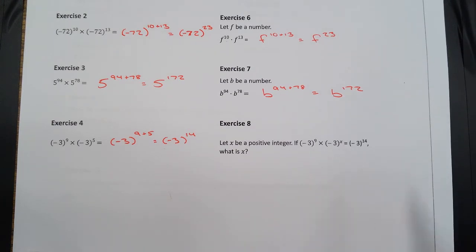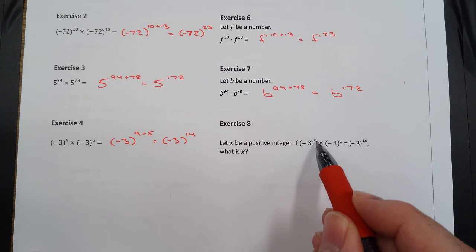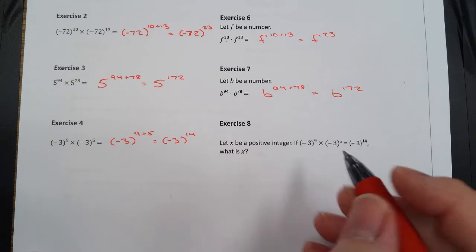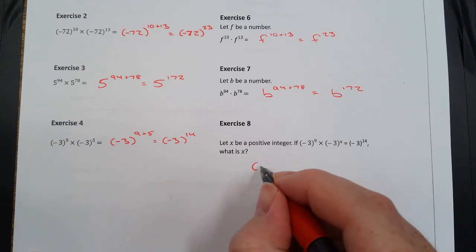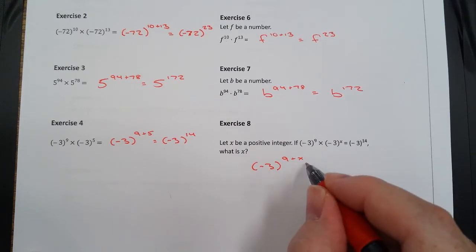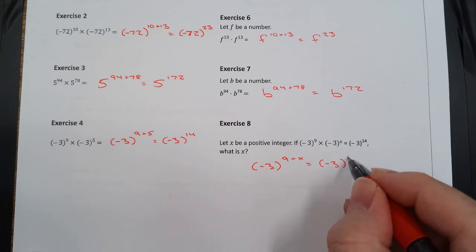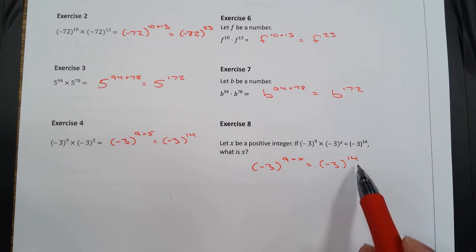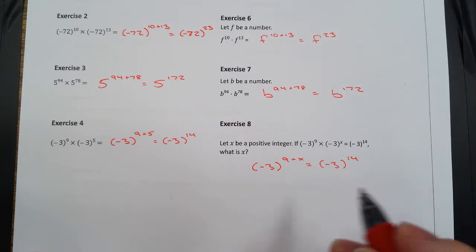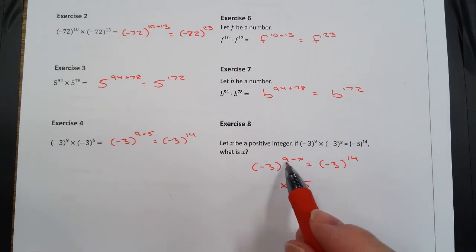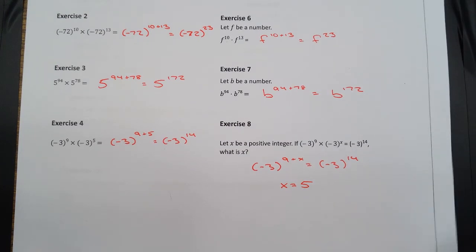Exercise 8 was asking you to think backwards a little bit. We have negative 3 to the 9th times negative 3 to a variable equals negative 3 to the 14th. Well, you know that we just have to combine the base. So this is negative 3 to the 9 plus x equals negative 3 to the 14th. So now just a little bit of algebra. 9 plus x makes 14. Count on your fingers if you have to, but you should get that x is going to be 5 because 9 plus 5 makes 14. Moving on to page 12.